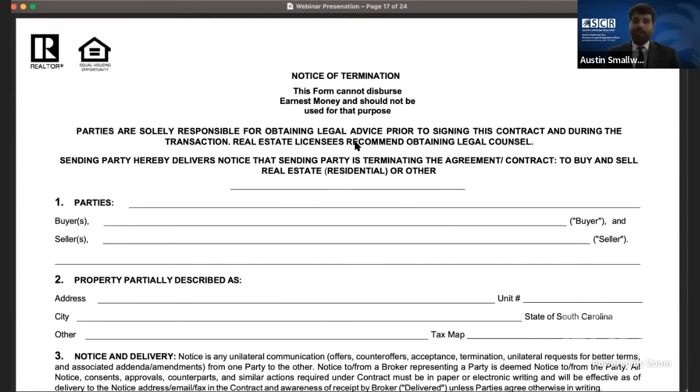So again, we have at the top that this is the notice of termination form. It cannot disperse earnest money and should not be used for that purpose. Earnest money dispersal is handled through the release form 518 because that does require both parties to agree. Again, the notice of termination is a unilateral communication. It only needs to be signed by the sender. It does not make it any more or less valid if it is not signed by the recipient.